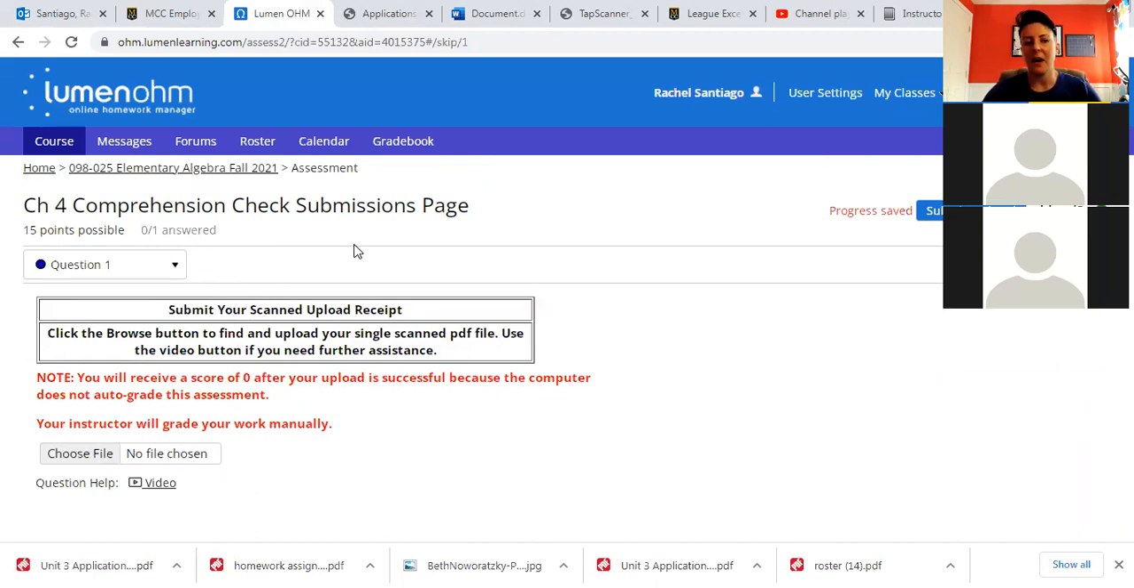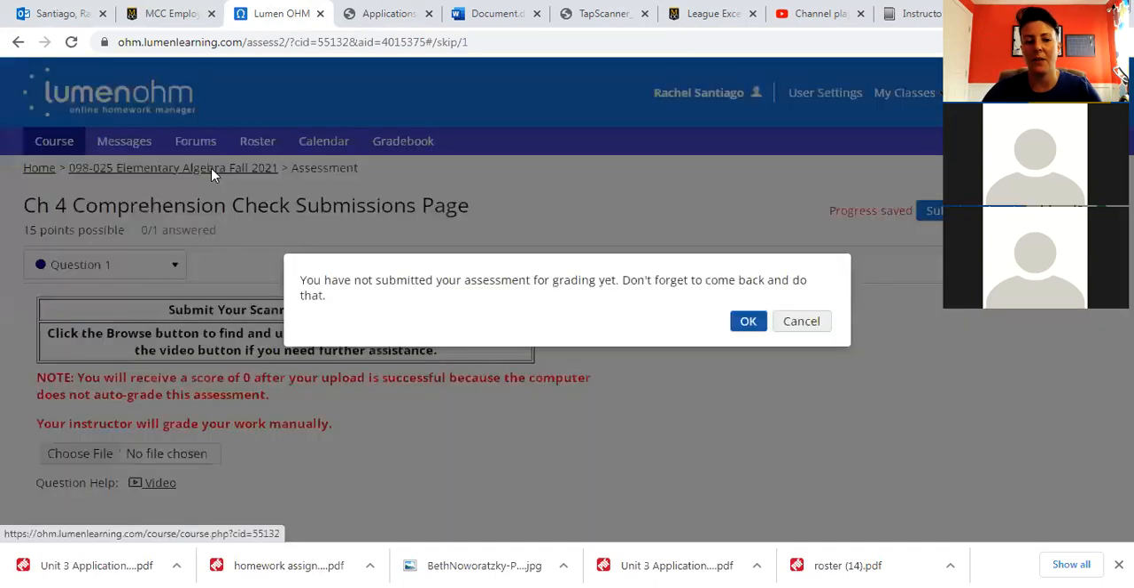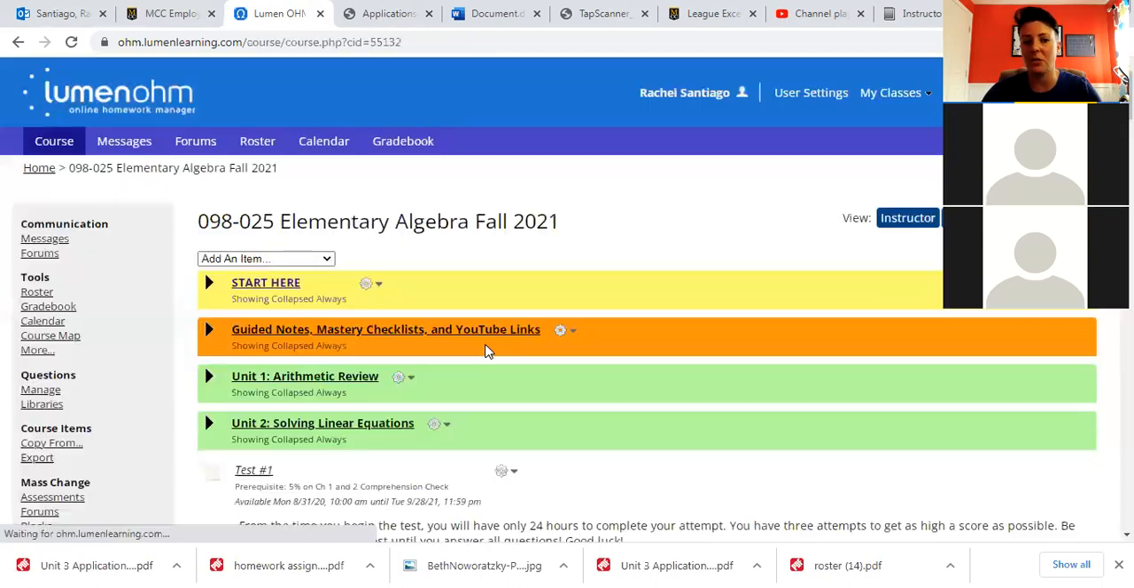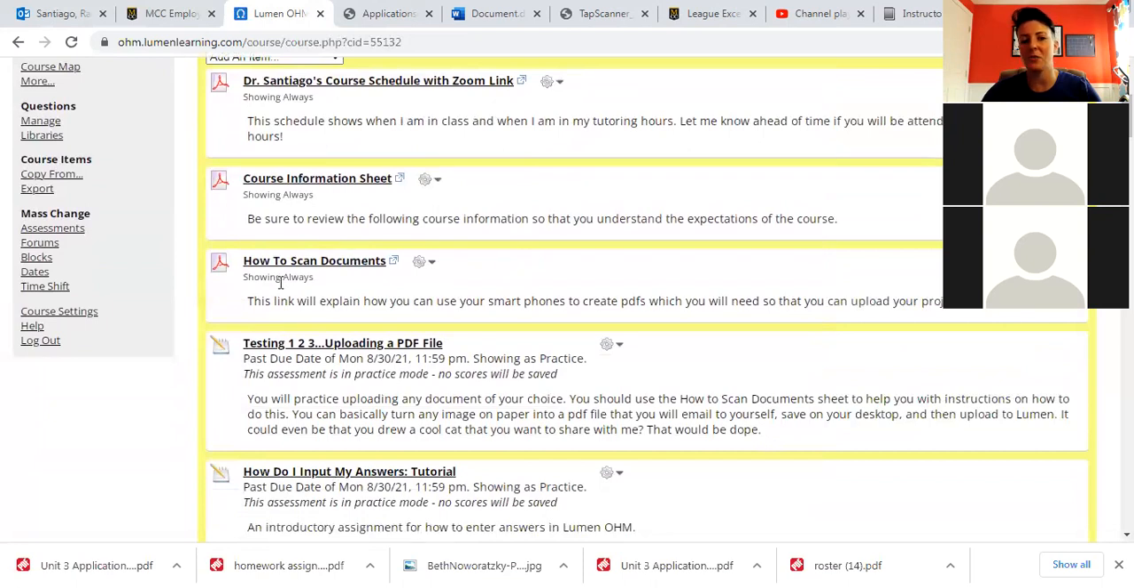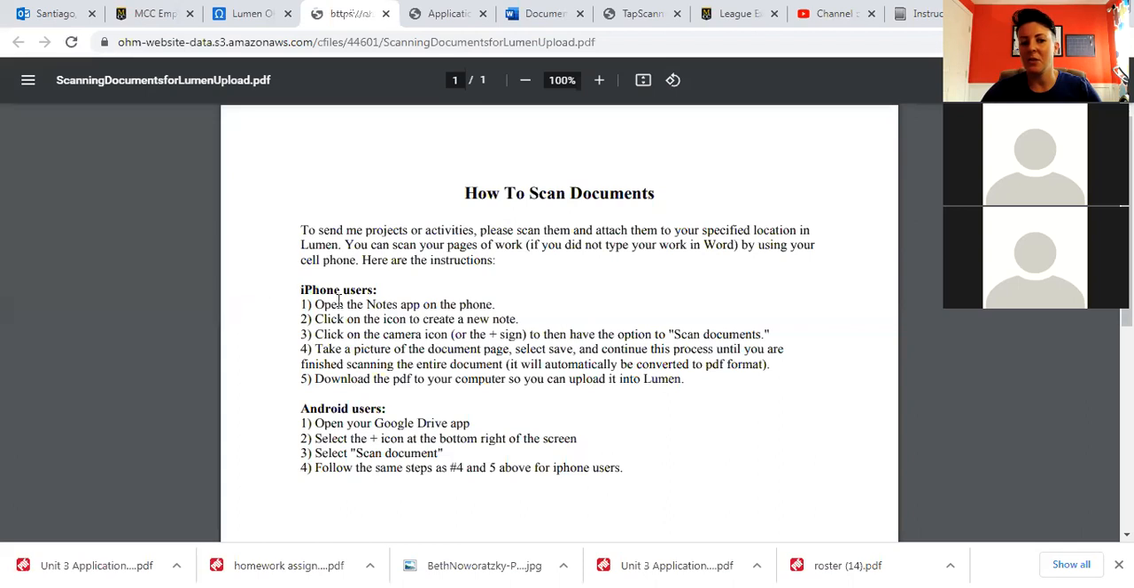Keep in mind that when you scan, it's got to be one document. So make sure that you keep scanning until you've taken care of all 4 pages. That's one document and then upload it here. It will be a PDF if you scan according to how I have recommended. If you're concerned about how to scan, remember I have that instruction here, how to scan documents. It tells you how to scan using your iPhone or using your Android.